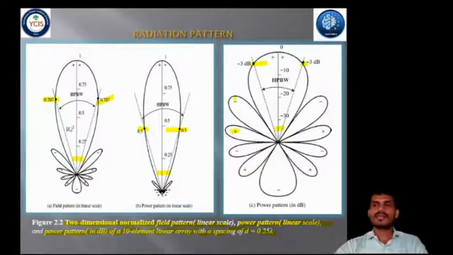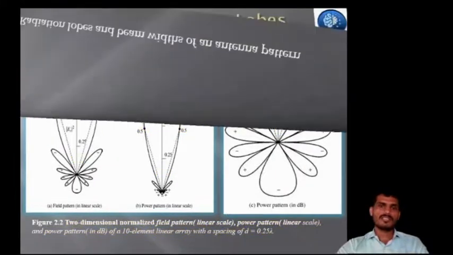And now in practice, the three-dimensional pattern is measured and recorded as a series of two-dimensional patterns. However, in most practical applications, if you plot the pattern as a function of theta for some particular value of phi, and plot as a function of phi for some particular values of theta, it gives most of the useful and needed information.